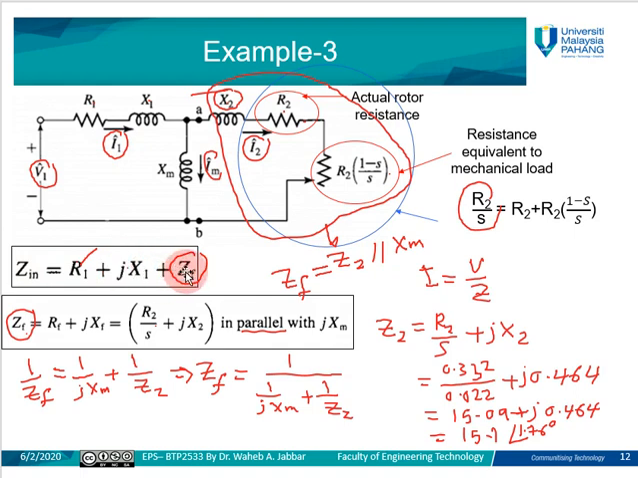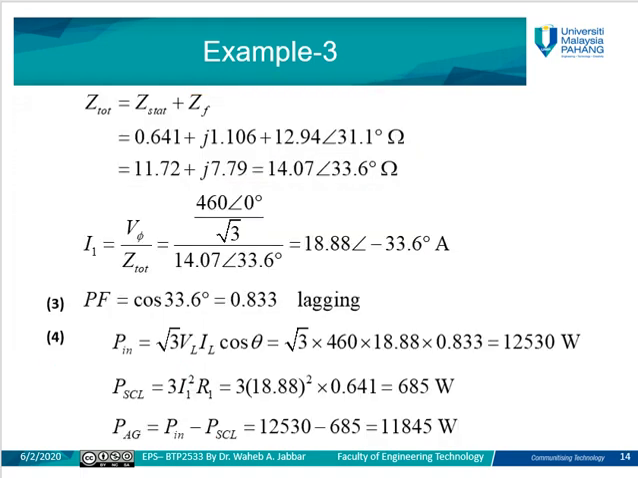So we substitute the value of ZF, the value of X1, the value of R1. R1 and X1 are given, so we can easily find the value of ZF or Z total. So the Z total here, or Z1, or the Z input, is equal to the stator Z, or the Z1, plus the ZF. ZF is already calculated, and the stator Z is already given by 0.641 plus j1.06.